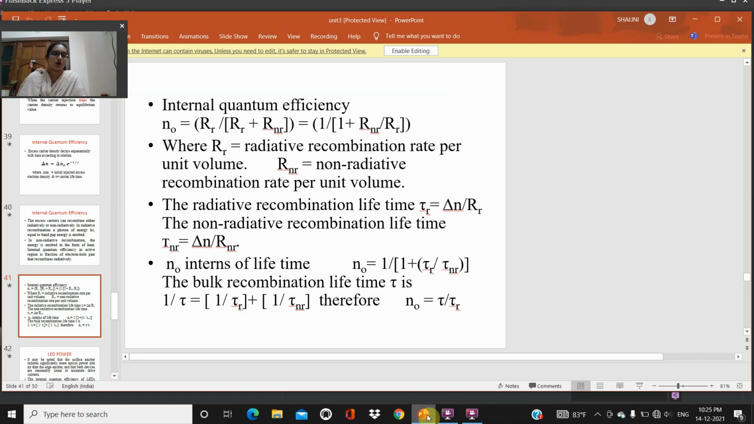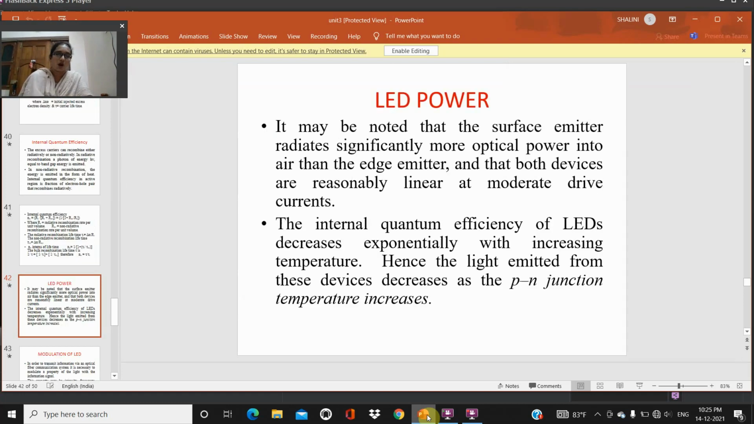The radiative recombination lifetime tau r is equal to delta n by RR. The non-radiative recombination lifetime tau nr is equal to delta n by R nr. So in terms of lifetime, eta naught is equal to 1 by 1 plus tau r by tau nr. The bulk recombination lifetime tau is given by 1 by tau equals 1 by tau r plus 1 by tau nr. Therefore eta naught is equal to tau by tau r.